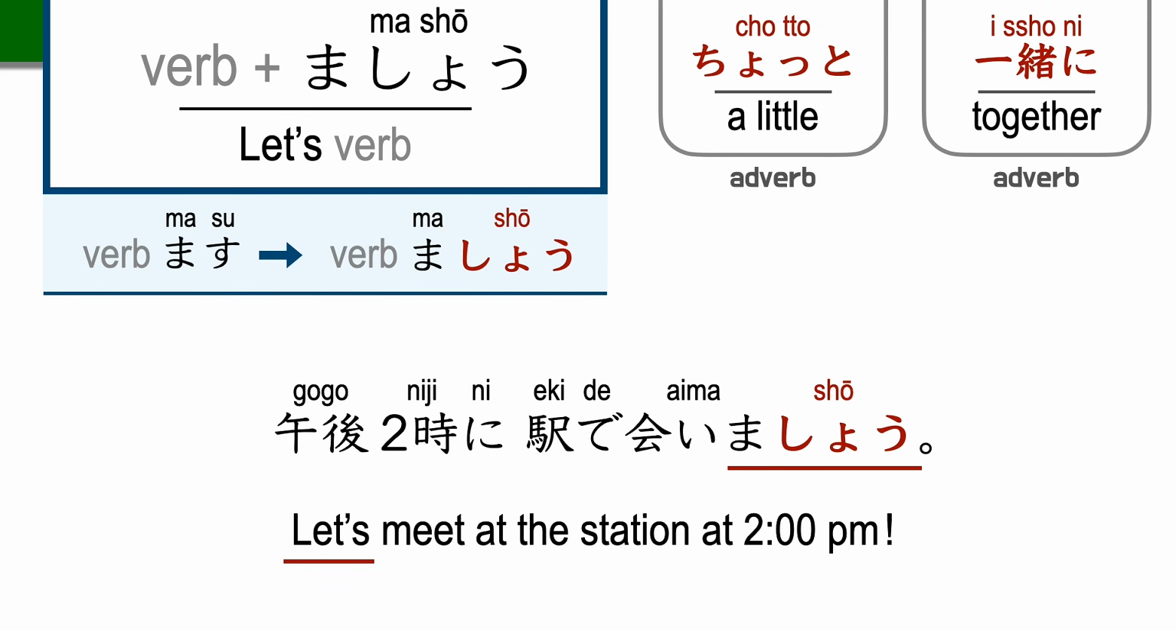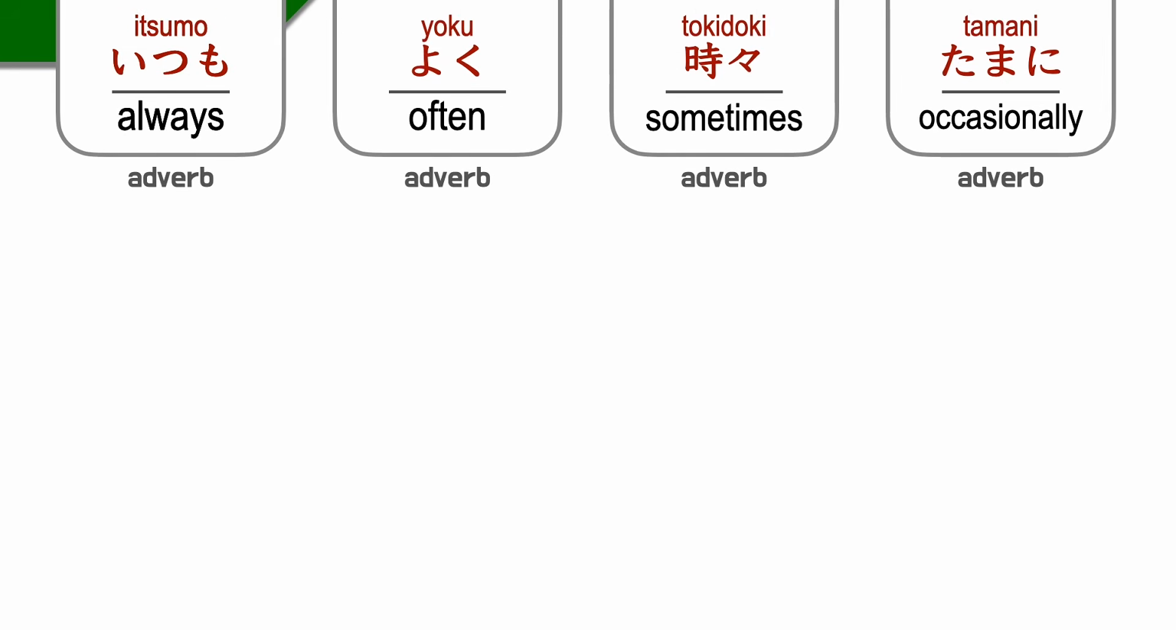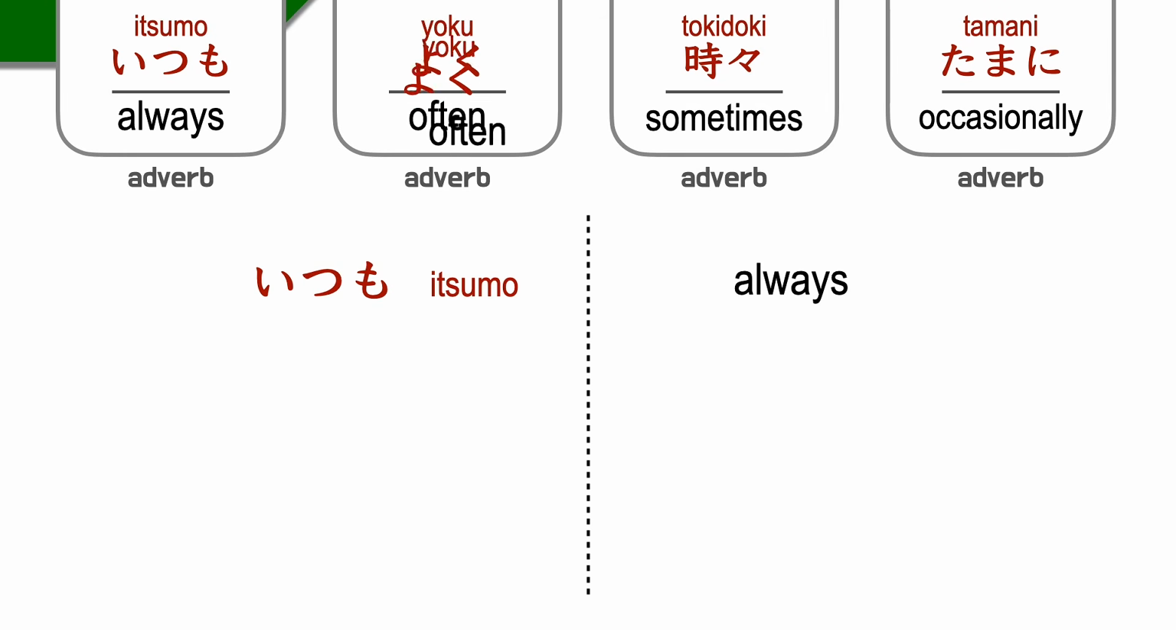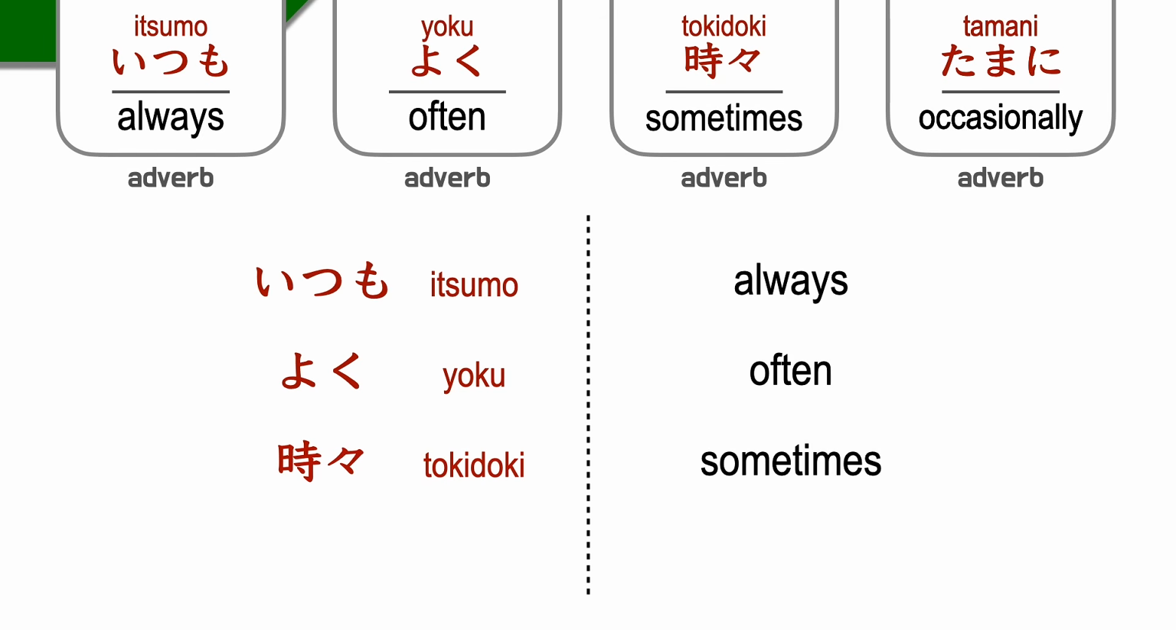Let's meet at the station at 2 p.m. 午後2時に駅で会いましょう。Let's learn adverbs that express frequency. いつも, always. よく, often. 時々, sometimes. And たまに, occasionally, once in a while.